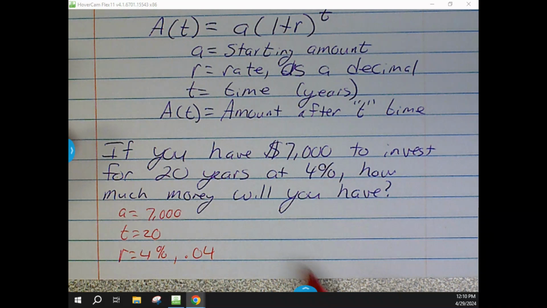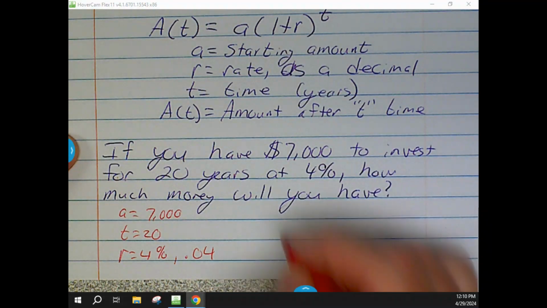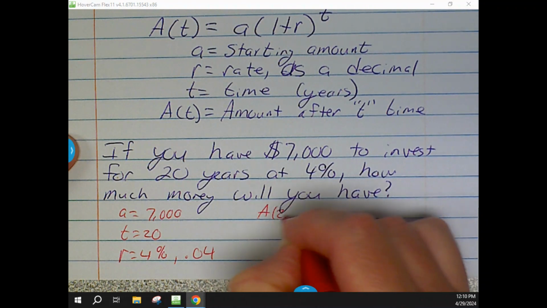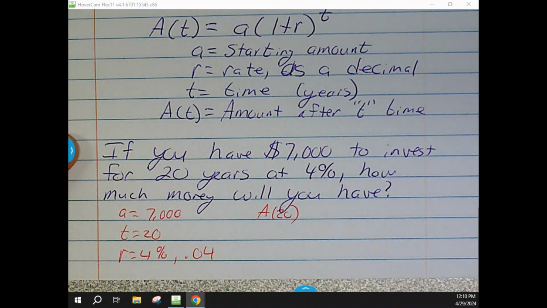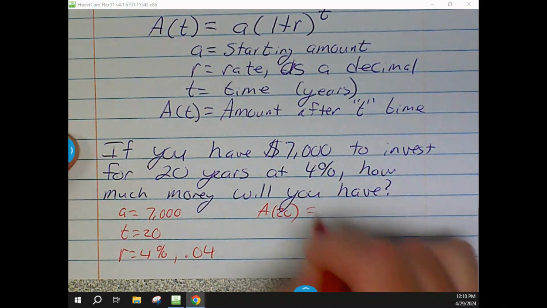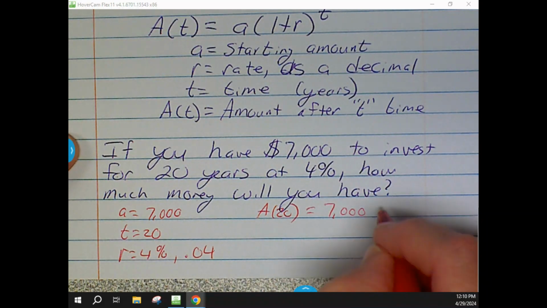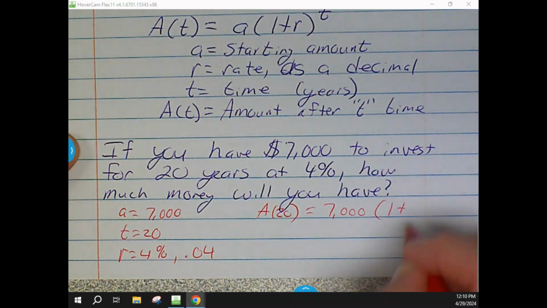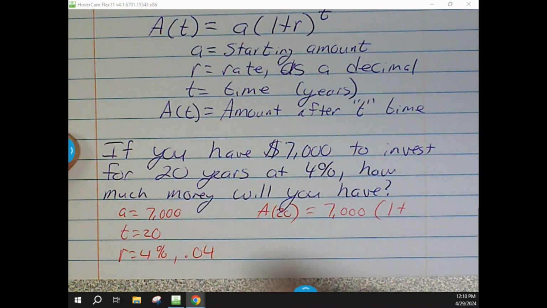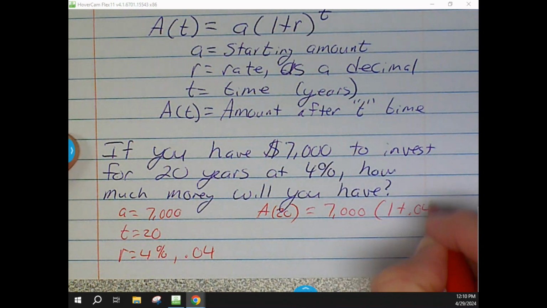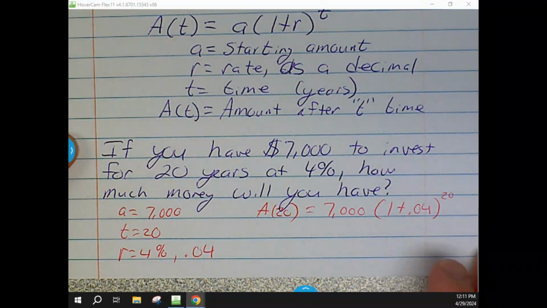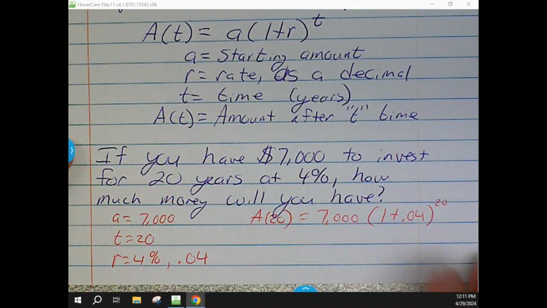Okay, so then we're going to take those numbers, plug them back in up here, and then we're just going to use the calculator. The A of t, that's just the A of 20, which means after 20 years, we're going to have $7,000 times (1 plus, again, not percent, we got to change it to a decimal, so 0.04) raised to the 20th power. So there's our formula there. We just take the numbers and plug them back in.